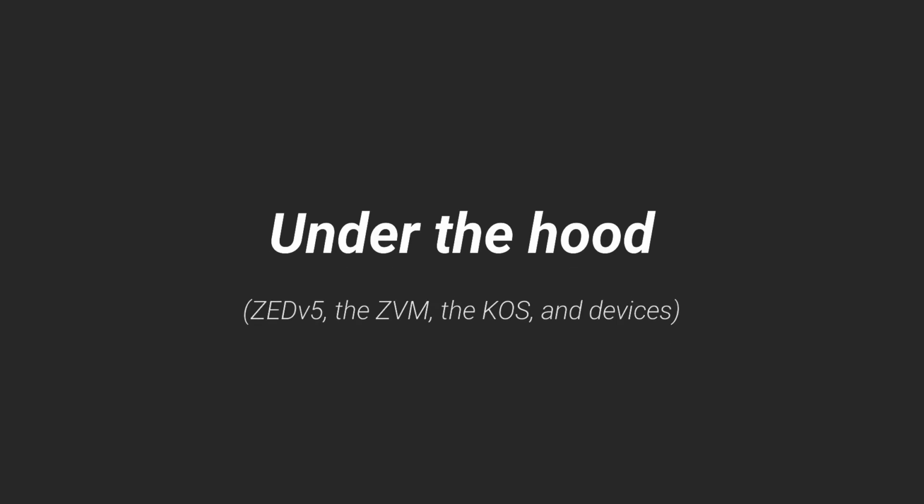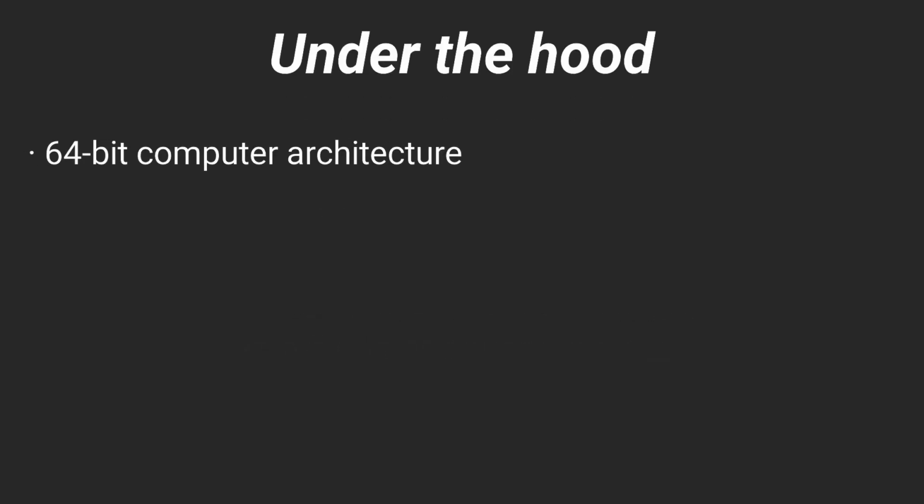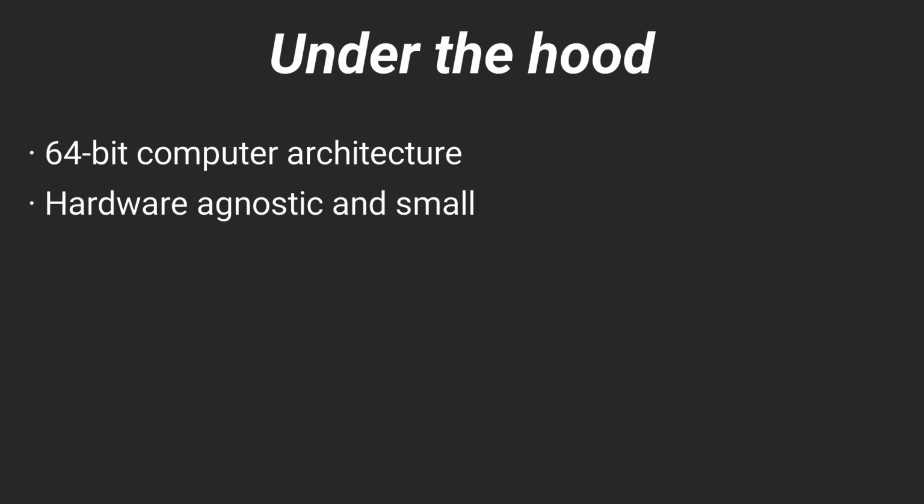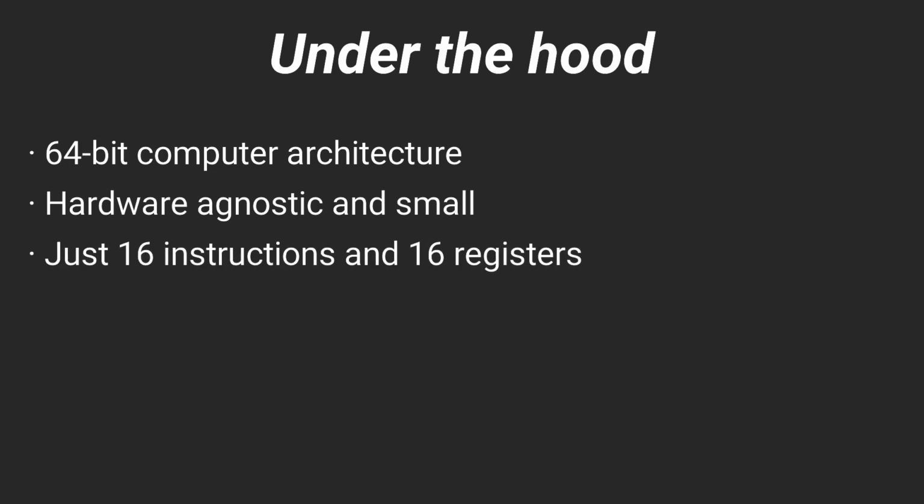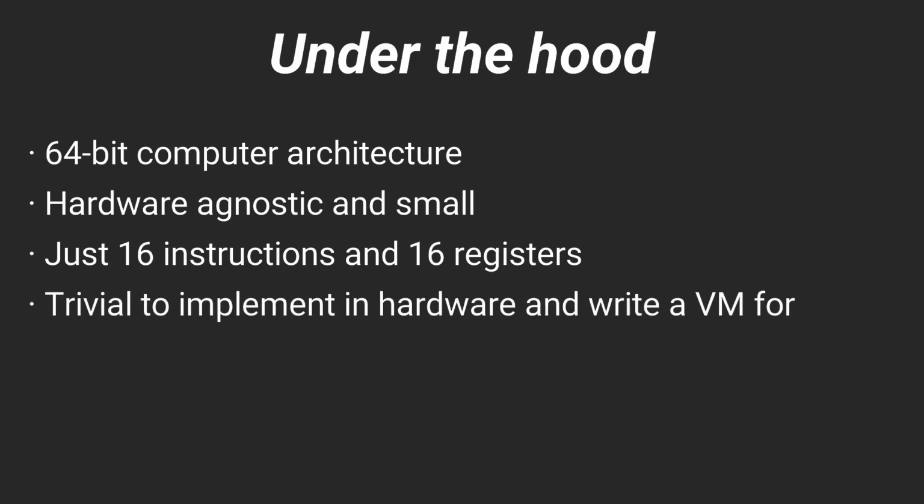Part of the AQUA ecosystem is ZV5, a 64-bit computer architecture that's made to be as hardware agnostic and small as possible, consisting of just 16 instructions and 16 registers total. This makes it trivial to implement in hardware and to make a virtual machine for.